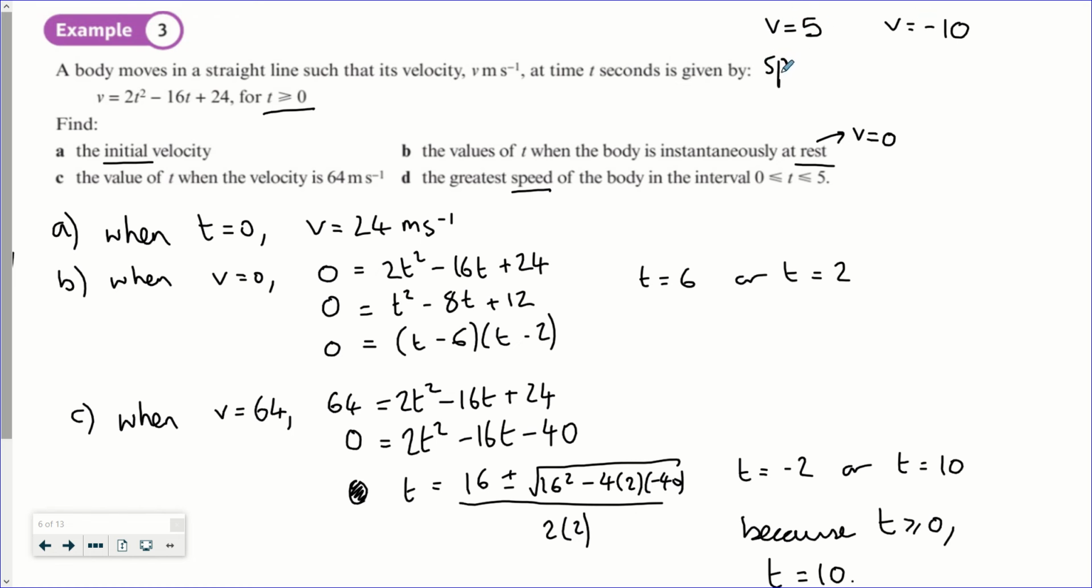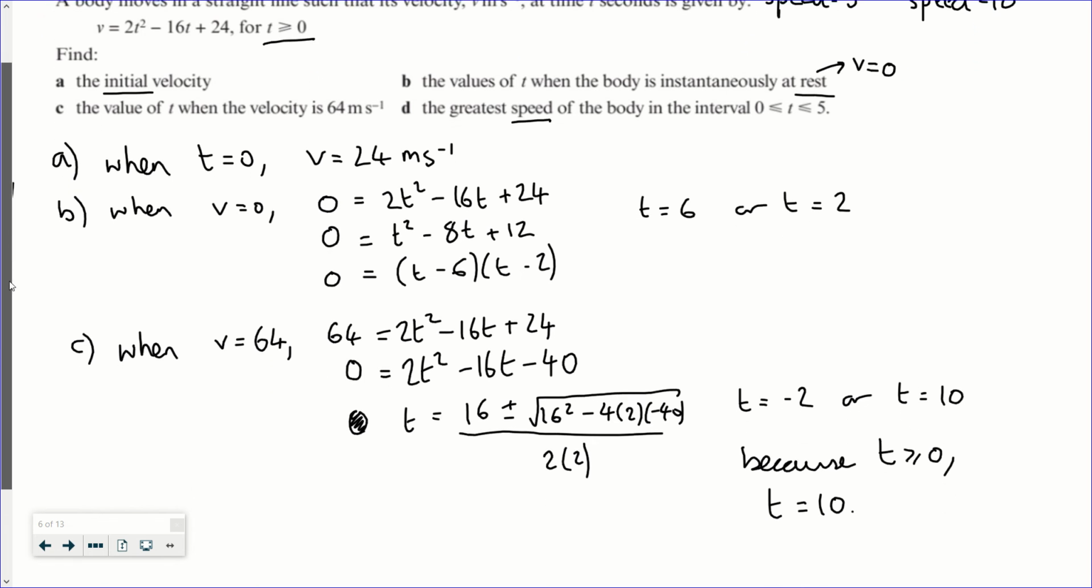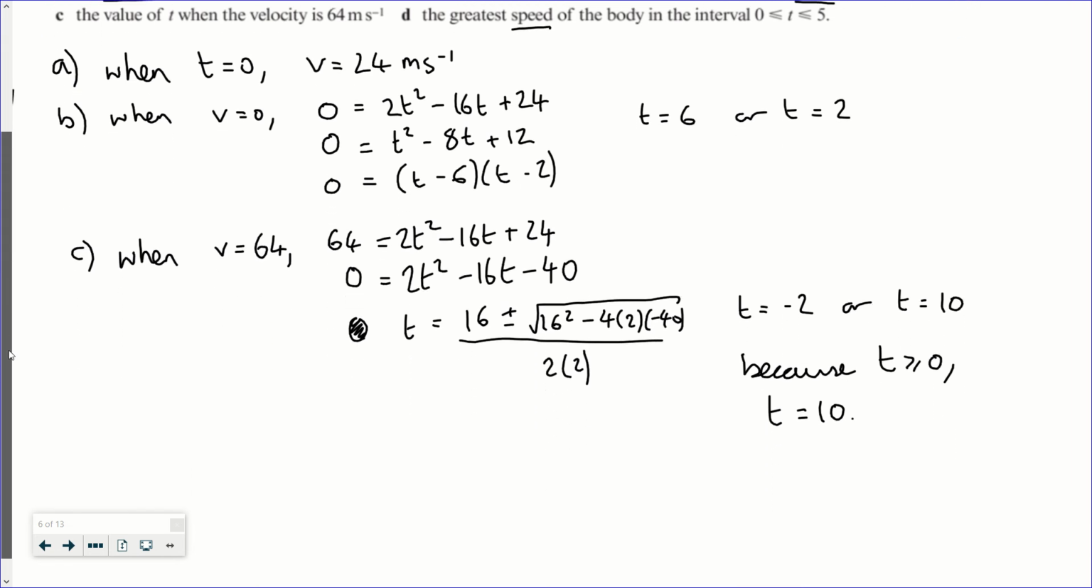But if we were to compare the speeds, the speed when the velocity is 5 would be 5, and the speed when the velocity is minus 10 would be 10, because we always make the velocity positive when we talk about speed. So actually, the velocity of minus 10 would have the biggest speed when we make it positive. So we've got to bear that in mind when we try and find out what the maximum speed is.